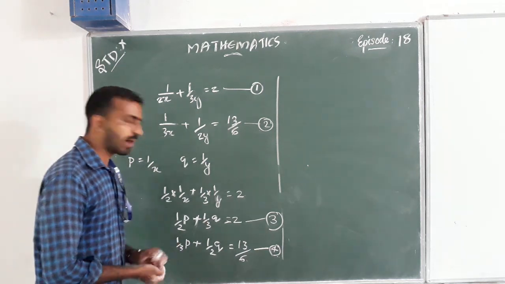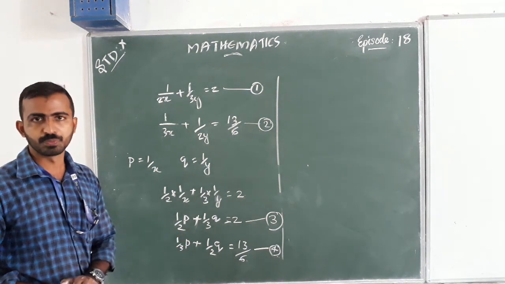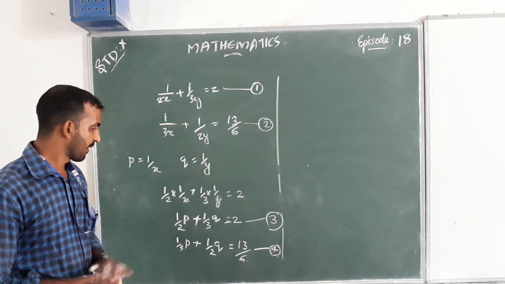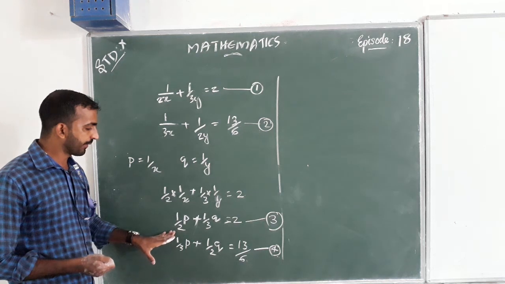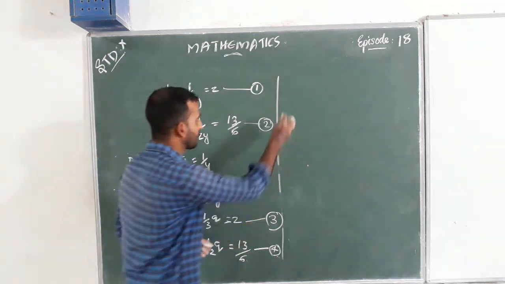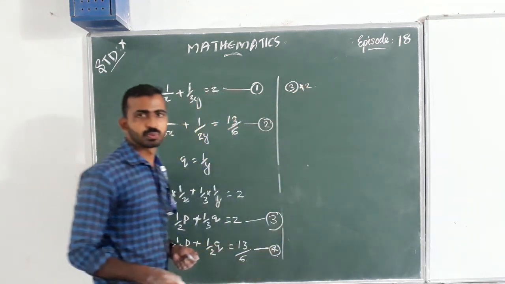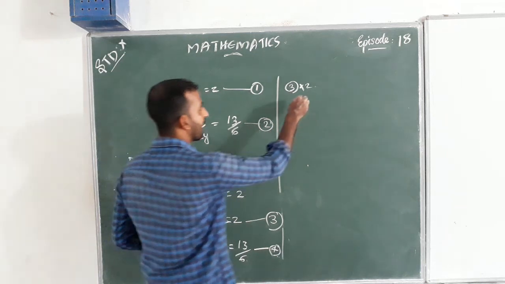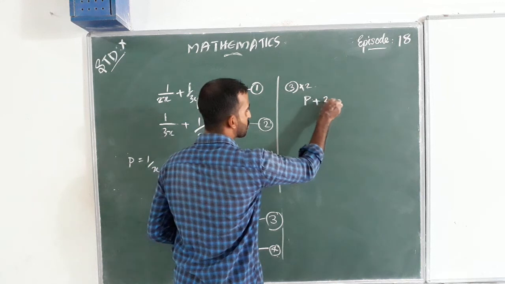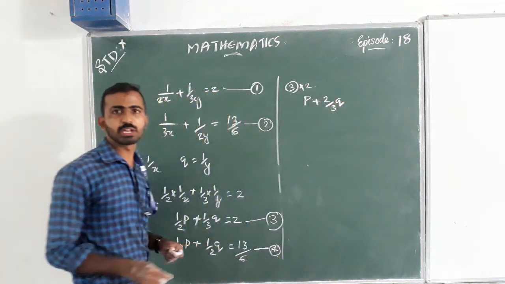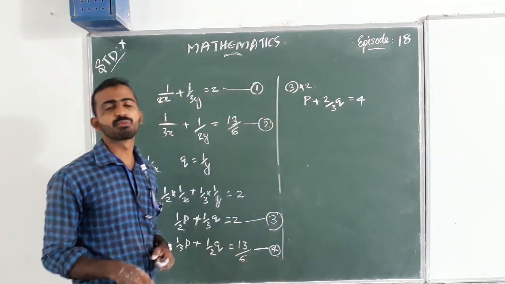And next we want to eliminate the coefficient of p or q. Already we discussed. Here what do we get? We can write equation number 3 into 2. What we get? p plus 2 by 3q equal to 4. Is it?